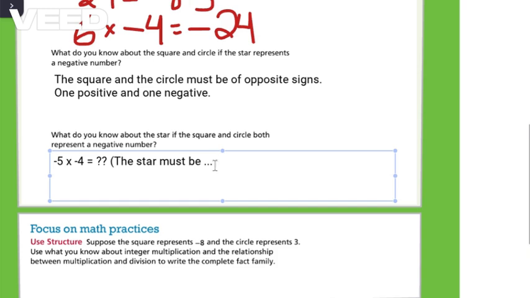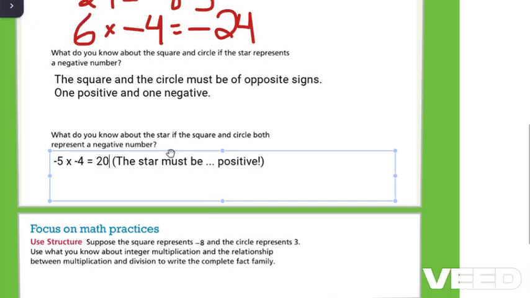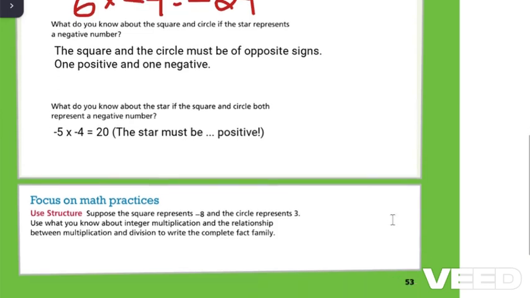Exactly. If the square and the circle are both negative, then the star must be positive, because a negative times a negative is a positive. Go ahead and jot this down in your math book, please.